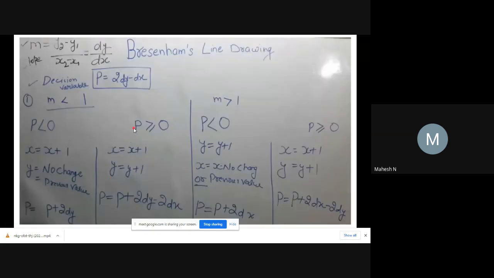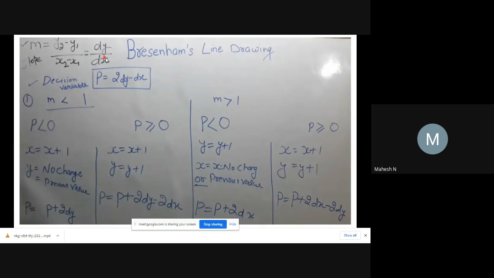I'm talking about the decision variable for the second vertex. Please keep in mind, second vertex only. From the third vertex, it changes. For calculating the second vertex, the decision equation is this. The first vertex will be given, and you will plot that first vertex. For the second vertex, you will use this decision variable, 2 dy minus dx. If this turns out to be negative, what will you do? You will increment x by 1, that is the usual procedure. You will not make any change in y.